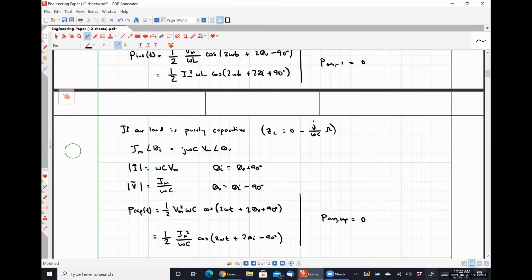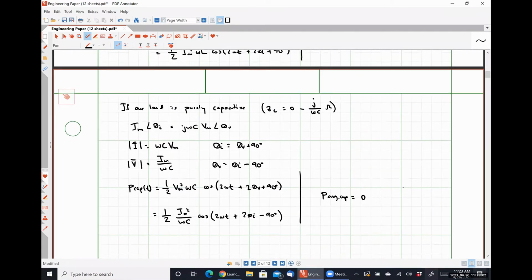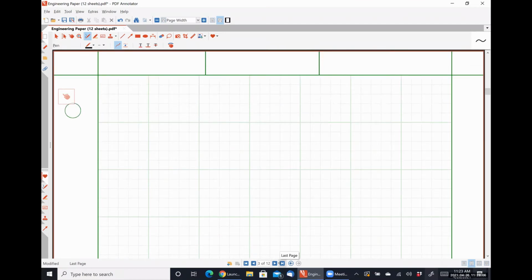So everybody good on this? Hopefully it's largely review of what you did in 220. All right, then the last thing that I want to talk about today, and this is going to take a little bit of time, is what's called maximum average power transfer.